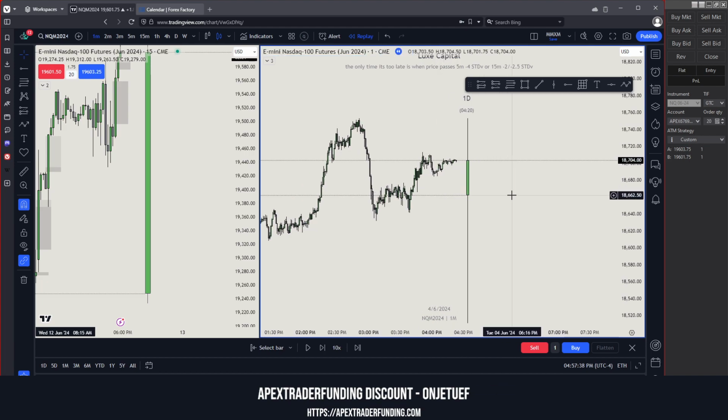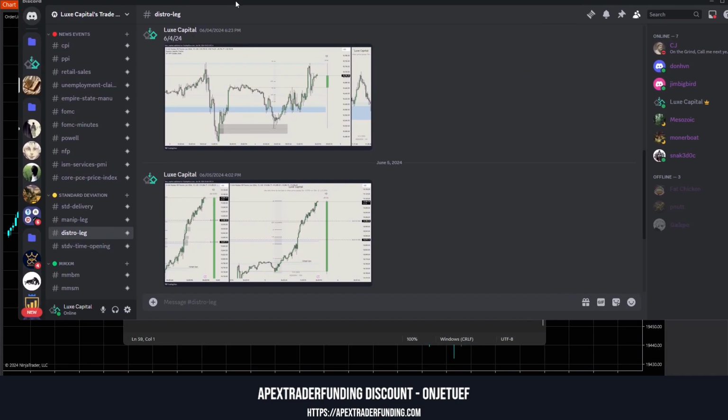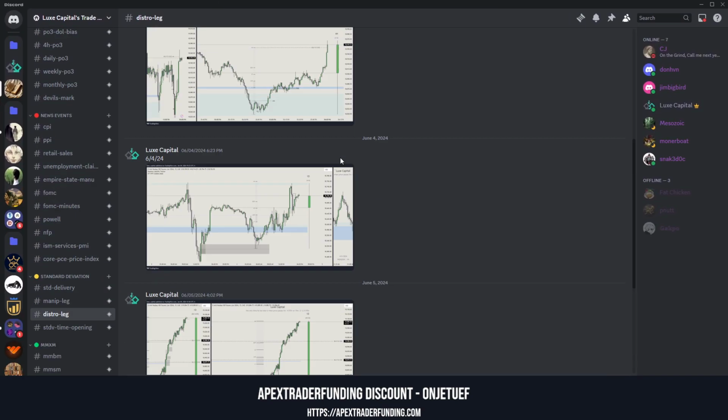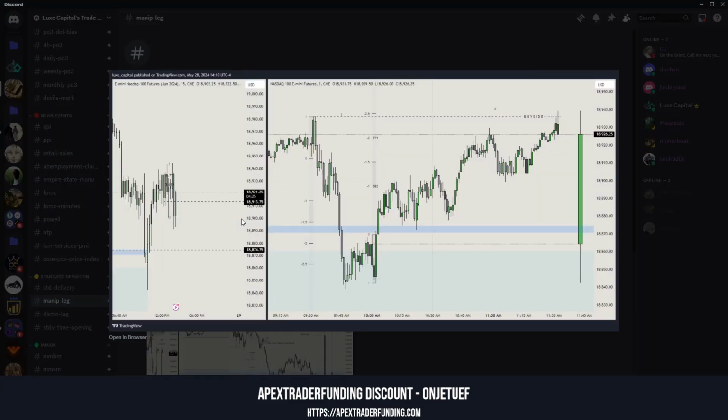Perfect. So that is the idea of standard deviations to help you measure a candle like this. I think that was all the examples I had on this screen, but I can bring in some other ones just to have a look. So standard manipulation leg. Hopefully you can see that.